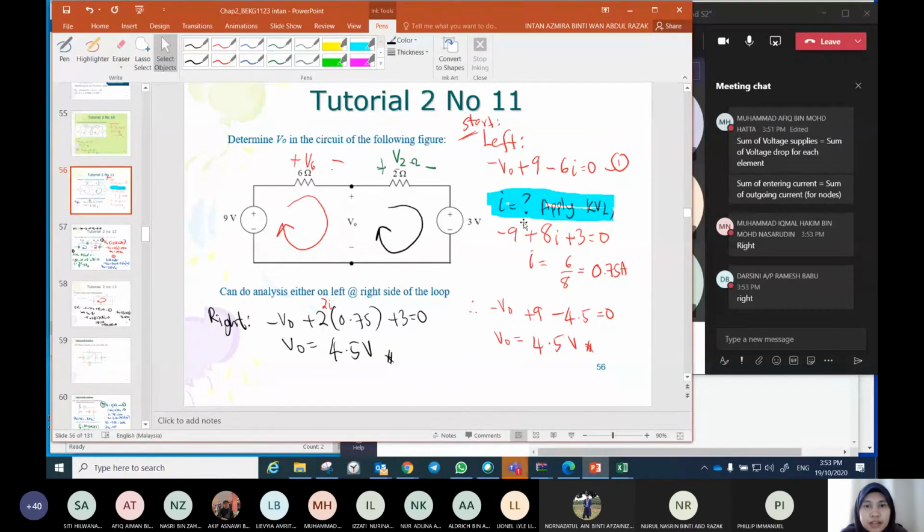So why do I write like this? I start with the equation and then I find the current, because we go to the keyword of the question. The question asks you to find V naught. Where is V naught? V naught is at the middle. You may analyze at the right side or at the left side. Let's say we start with the left side. Then we have to find the current. That's the step.